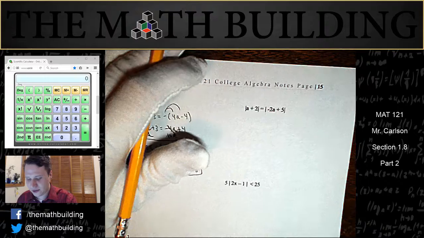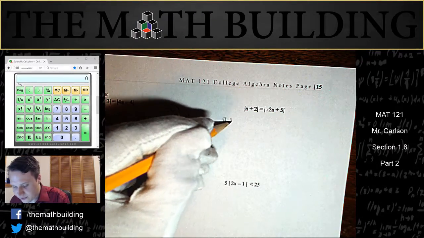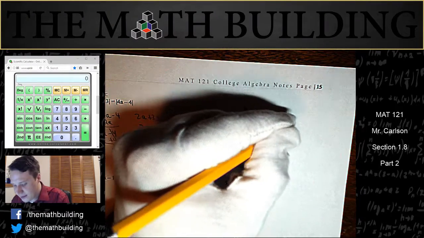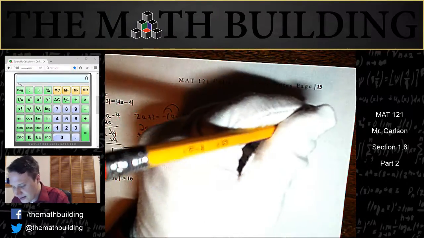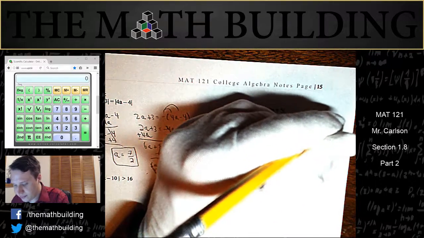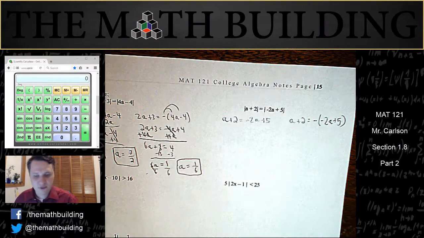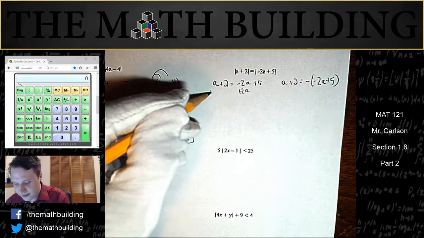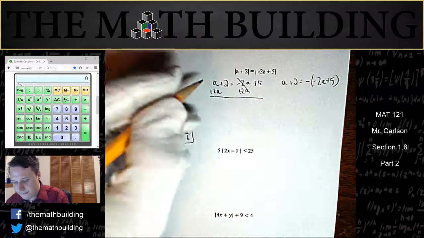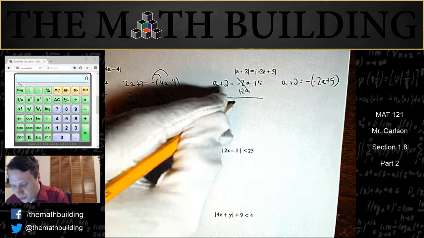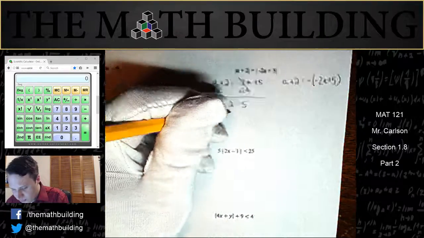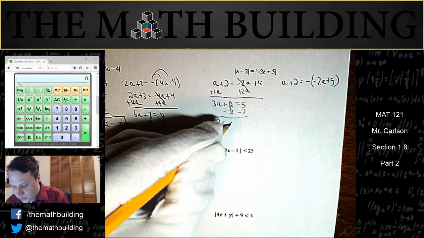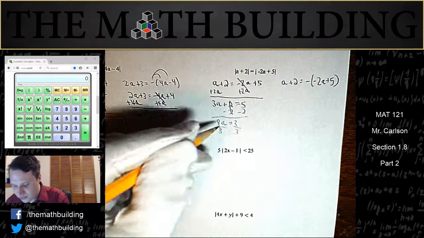Did you get it? I hope you did. Our two equations are a plus 2 equals negative 2a plus 5, and a plus 2 equals negative (negative 2a plus 5). Solve both of those equations and you're done. So let's do it. Add 2a, add 2a. 3a plus 2 equals 5. Take away 2, take away 2. 3a equals 3. Divide by 3, divide by 3, a equals 1.